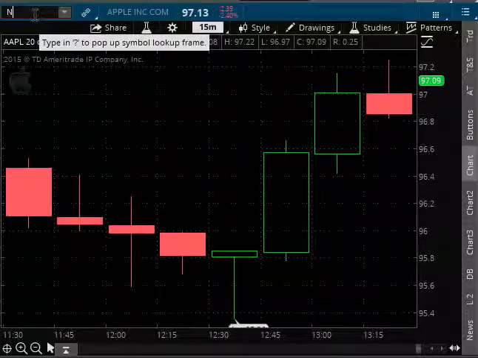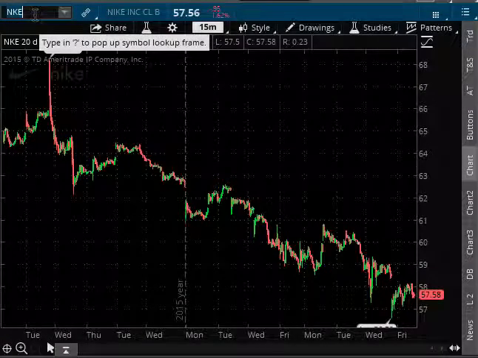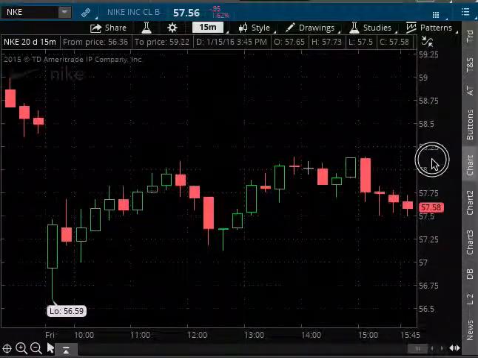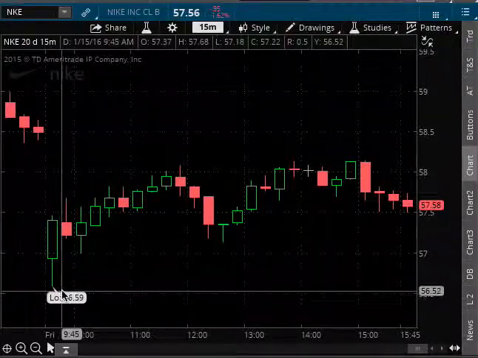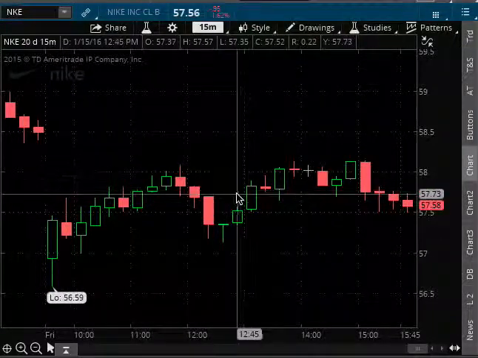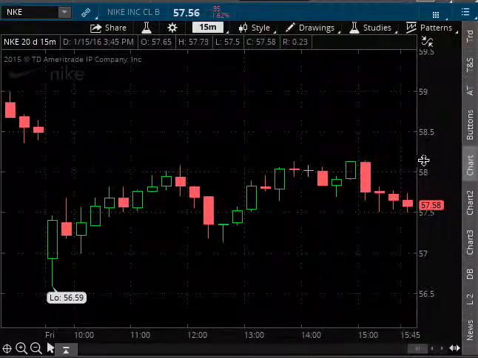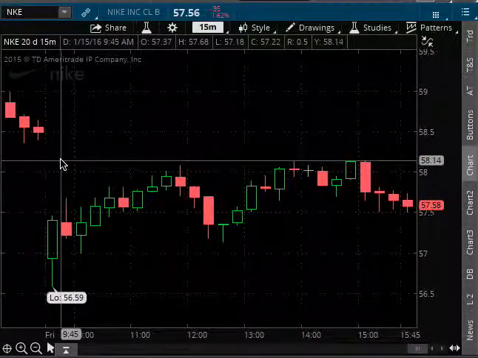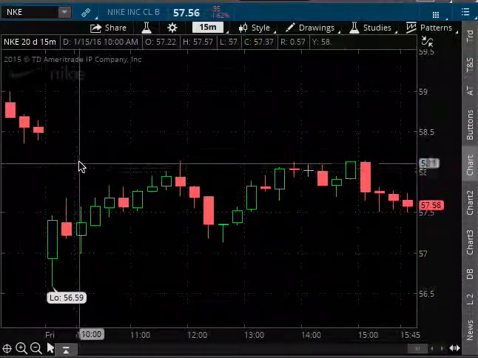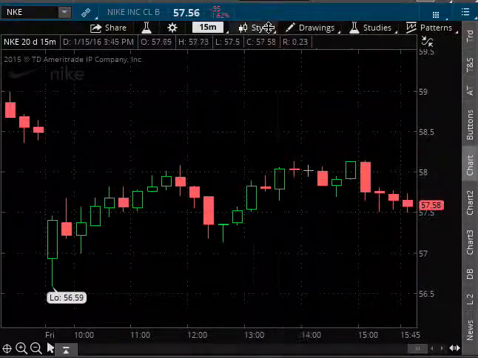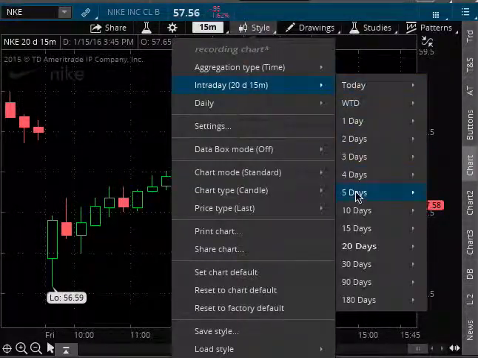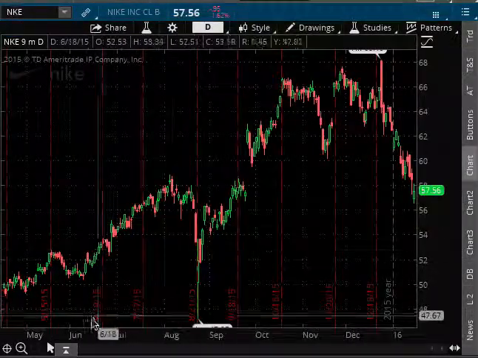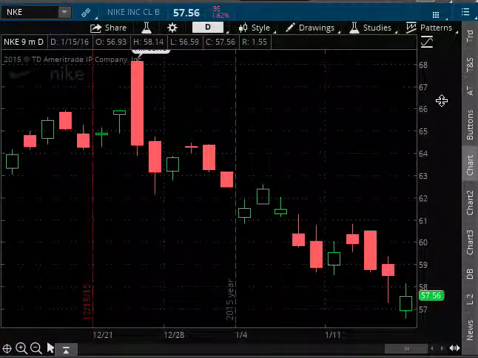Again, we can look at a different stock. That was Apple. Let's say we wanted to look at Nike. Pull up Nike's chart. We want to see what the price is. On Friday, it looks like it ranged from $56 all the way up to $58. So that gives you an idea of how much a stock can move in one particular day, $56 to about $58. You can look at it on a different chart. Right now we're looking at the 15-minute chart. Let's look at it on a day chart, meaning each of these candles represents a day.